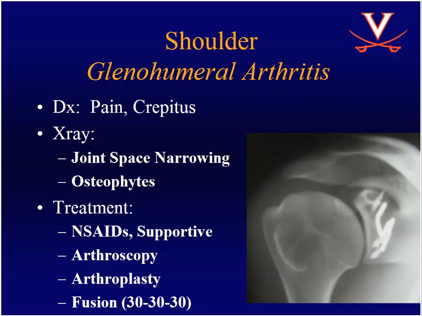Moving on then, shoulder arthritis. Patients may have pain, crepitus, previous mag stack shown here, and they may have posterior glenoid wear and osteophytes. Treatment initially, anti-inflammatories, supportive glucosamine chondroitin sulfate, arthroscopic debridement may have a role, and then eventually arthroplasty.